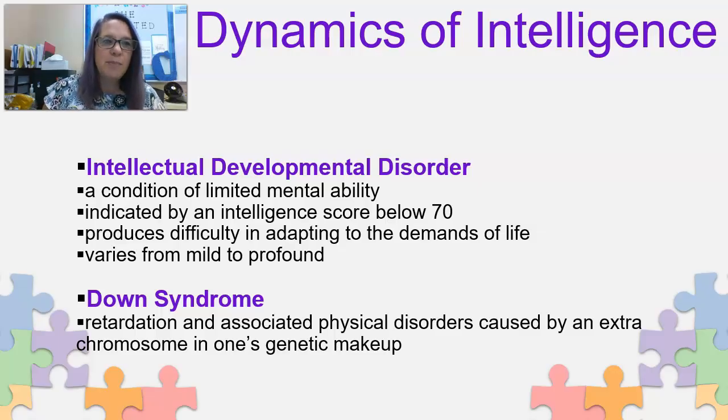Okay, so when we talked about savant syndrome, that would be these people, intelligence scores below 70, but they have a profound gift for math or for music. Down syndrome is an example of an intellectual developmental disorder. Okay, physical disorders caused by a chromosome in your genetic makeup.